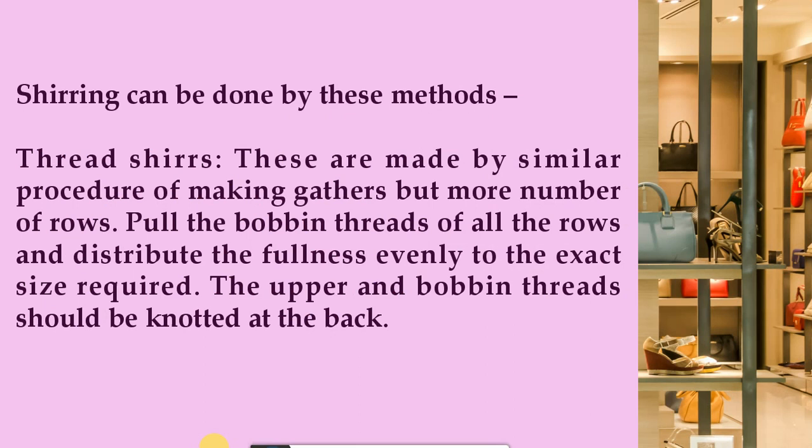Shirring can be done by these methods. Thread shirrs. These are made by similar procedure of making gathers but more number of rows. Pull the bobbin threads of all the rows and distribute the fullness evenly to the exact size required. The upper and bobbin threads should be knotted at the back.